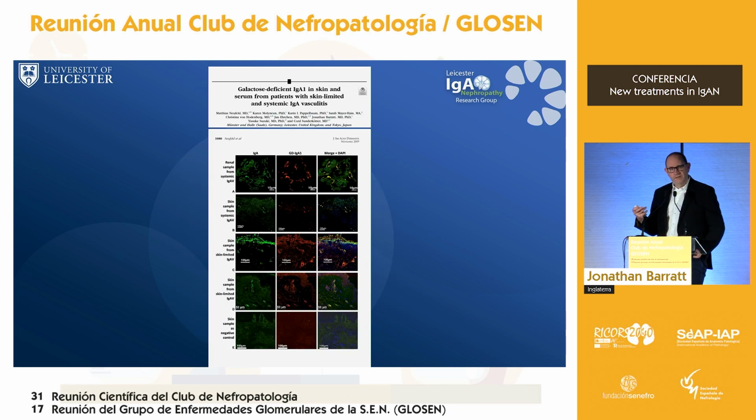And actually, we've done a study with Cord Sunderkotter in Germany, who's a pathologist and a dermatologist, and we've looked in the skin of patients with IgA vasculitis, and we can see those exact same immune complexes deposited in the skin blood vessels associated with the vasculitic rash.